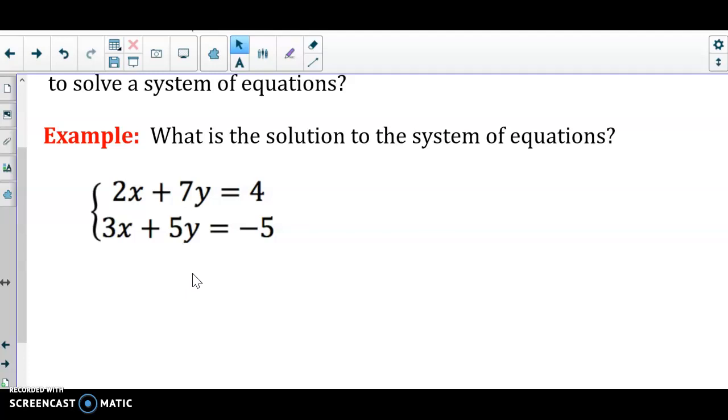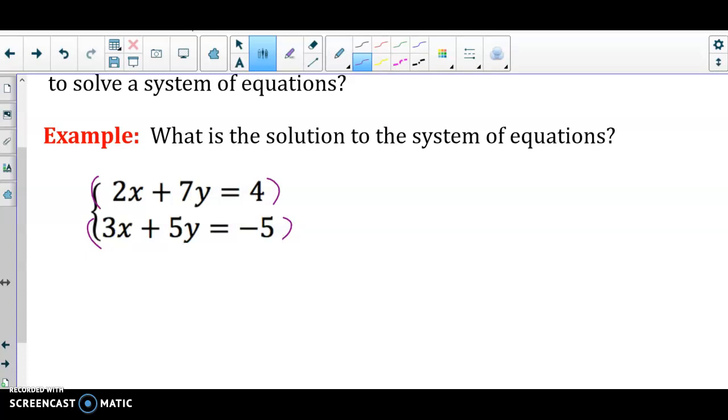What's going to be my system? Well, the first thing I need to do is figure out which variable I want to eliminate. And it really doesn't matter. I can choose to get rid of the y or choose to get rid of the x. In this case, I guess I'll just choose the x because they are almost equally difficult. The key thing that you need to do is make sure that your coefficients end up being identical to each other but opposites.